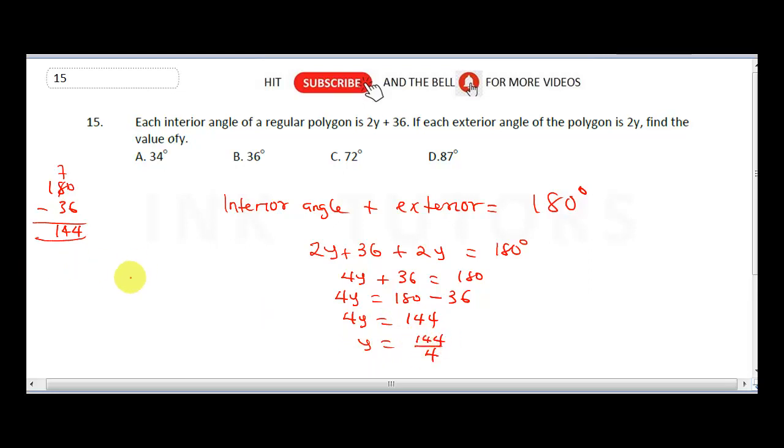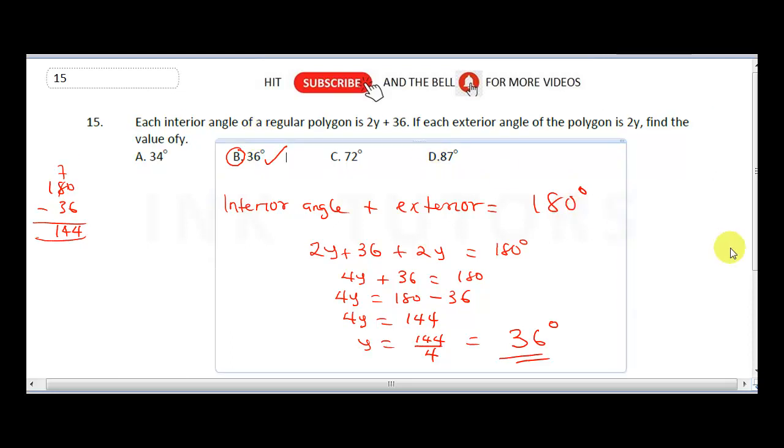So when you do 144 divided by 4, 4 into 14 will be 3. Remember 2. 4 into 24 is going to give us 6. So this is 36 degrees, our final answer. So B is the correct answer. So I'll mark my B.